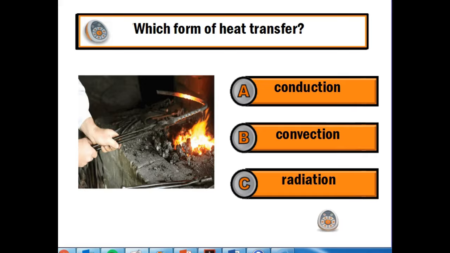Yes, it's conduction. The poker was touching the flames of the fire. Remember, conduction is when heat transfers from particle to particle because objects are touching. It spreads eventually throughout the whole piece of matter. Notice his hands here. He won't be able to hold this much longer. What will he have to do? Yes, he'll either have to put it down or get some sort of insulated mitt to protect his hands.